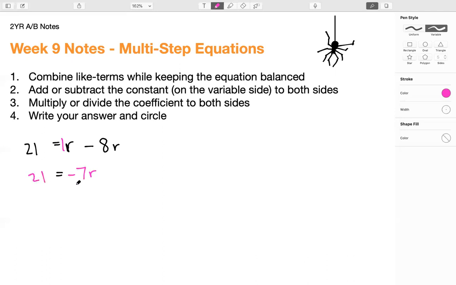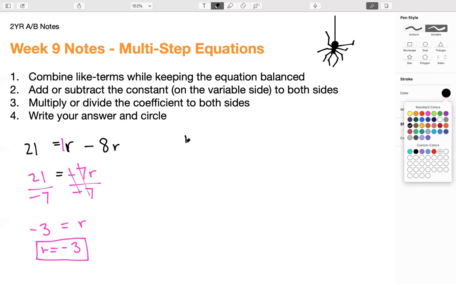Now, we can follow this third rule right here and multiply or divide. In this case, it's divide the coefficient on both sides, because whatever we do on one side, we have to do on the other side. So that means the negative 7s cancel. 21 divided by negative 7 is negative 3. And I like writing it this way with my variable on the right. Let's try another one.